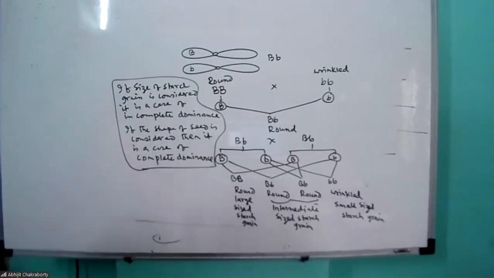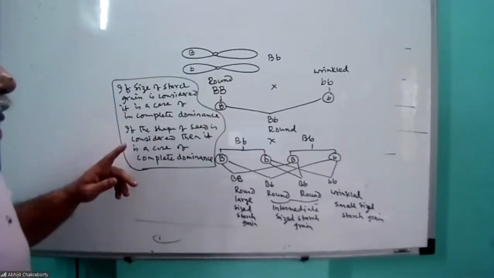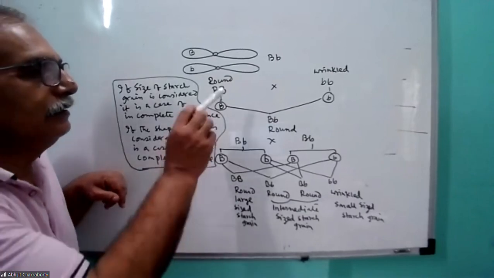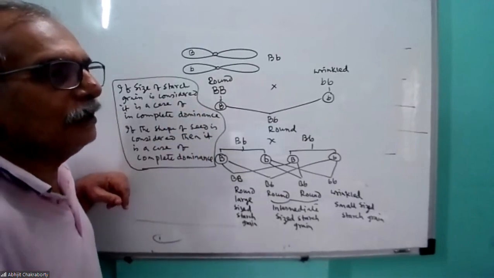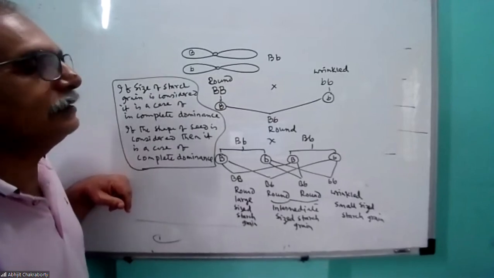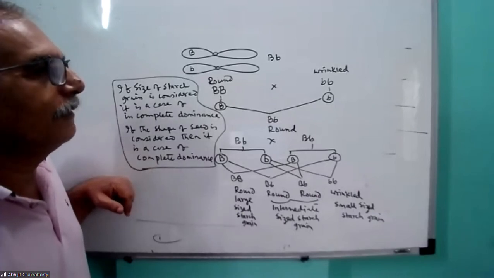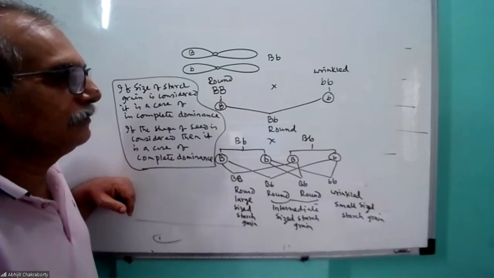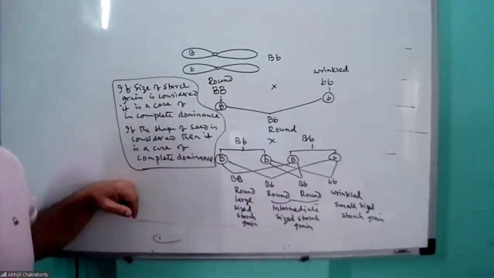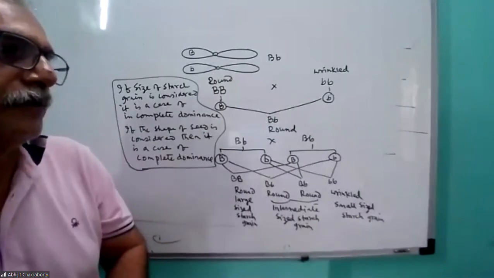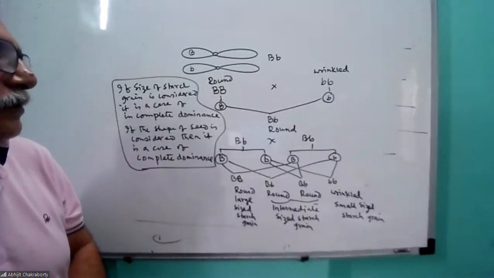No, no, not only pea plant. This is a common example from any plant. A single gene product is responsible for more than one effect. One effect is shape, the seed becomes round or wrinkled, the other is the size of the starch grain. Is it clear? Clear, sir. Okay, thank you.